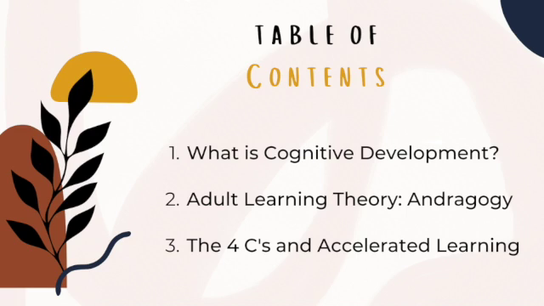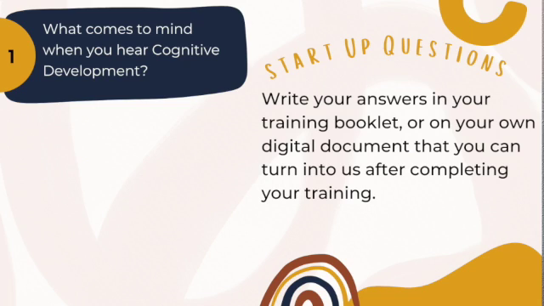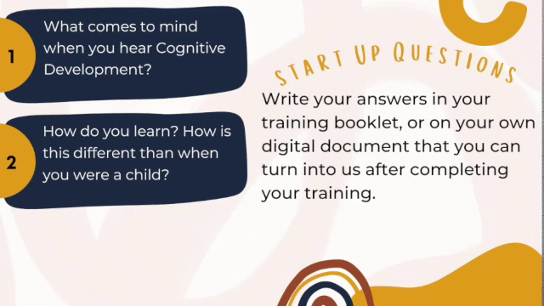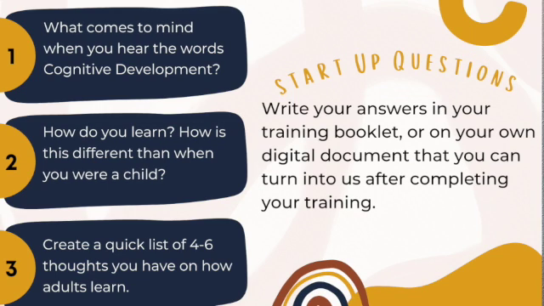To begin, I'm going to ask you 3 questions. Now go ahead and pause the video and take a few moments to answer these questions. What comes to mind when you hear the words cognitive development? How do you learn? How is this different than when you were a child? Create a quick list of 4 to 6 thoughts you have on how adults learn.